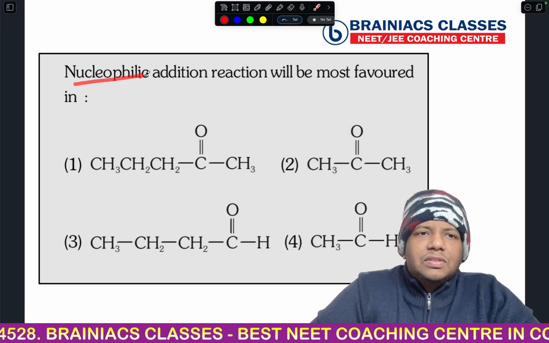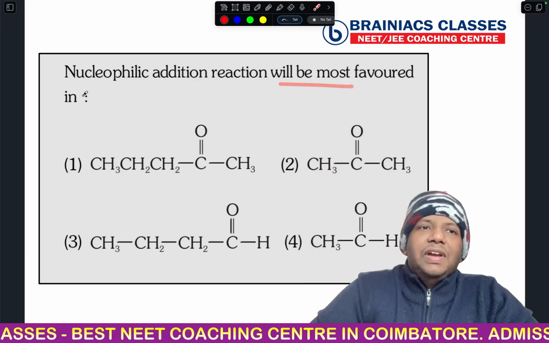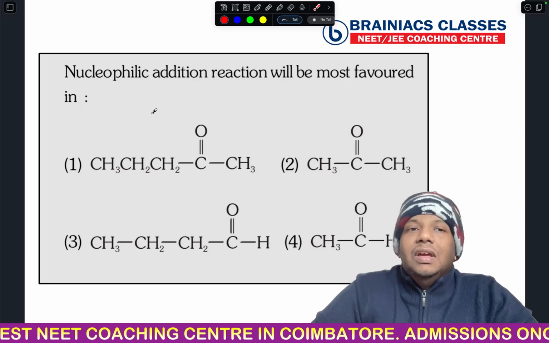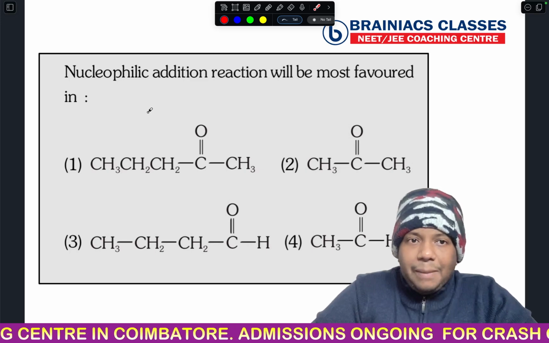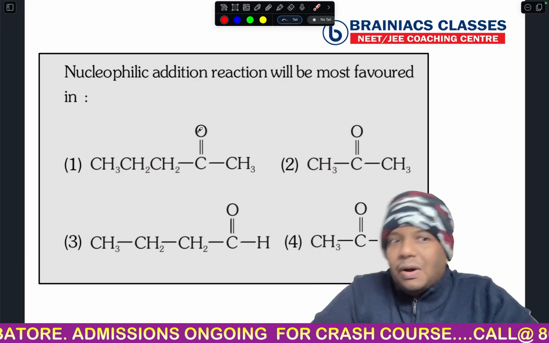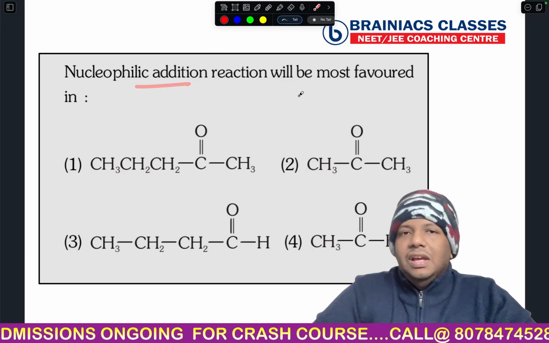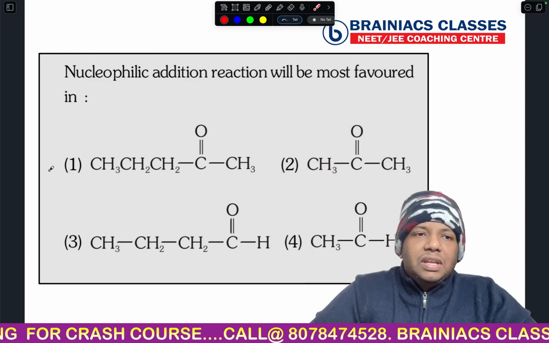So the question here is, the nucleophilic addition reaction will be most favored in, meaning it will occur very fast in, or will happen very quickly in, or which of the following compounds will give a faster nucleophilic addition reaction. That is the meaning of this question. Now we need to analyze. We are given 4 options.